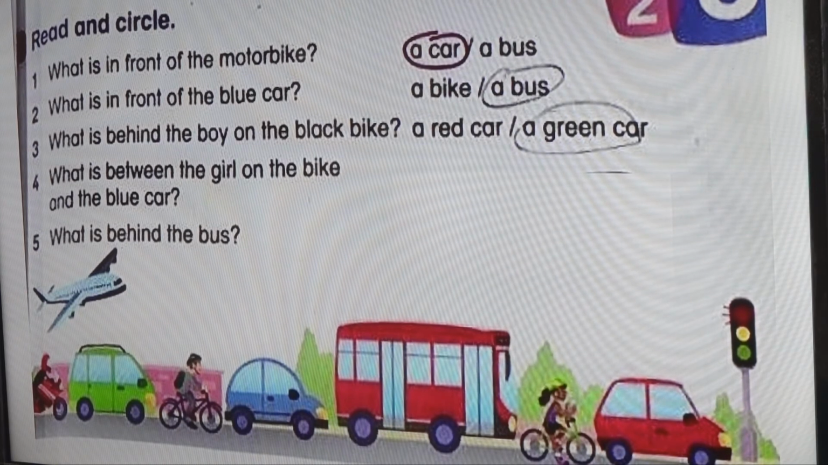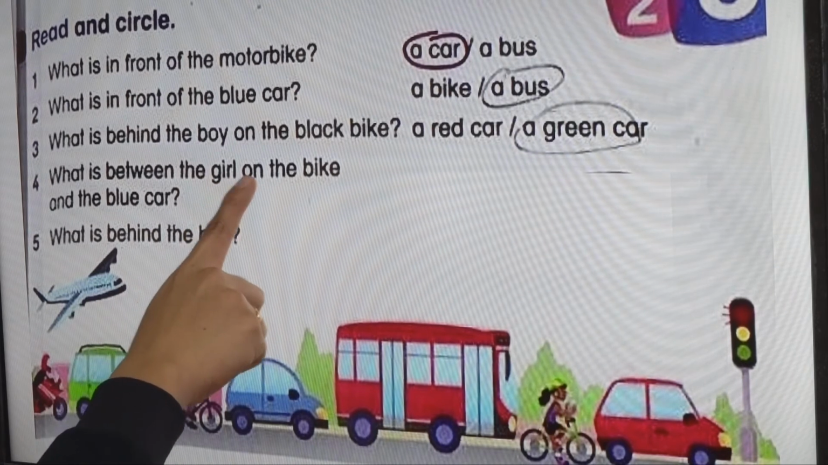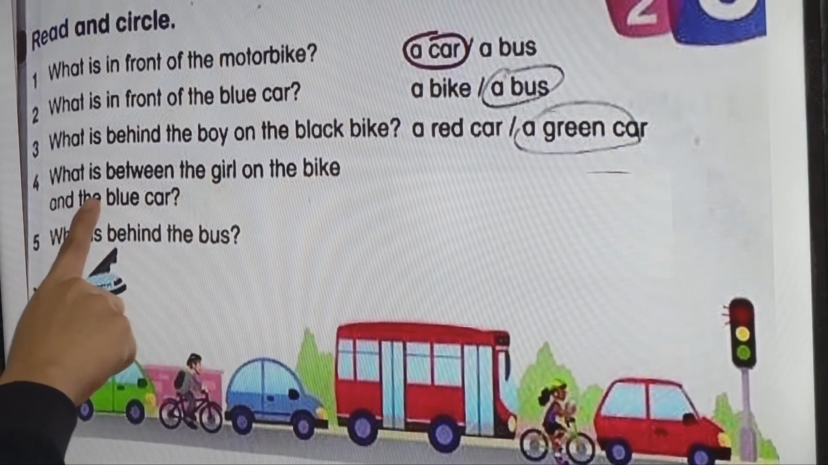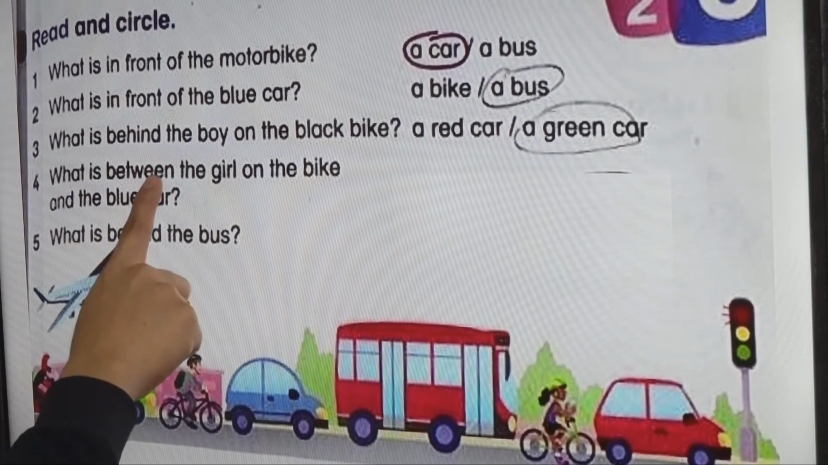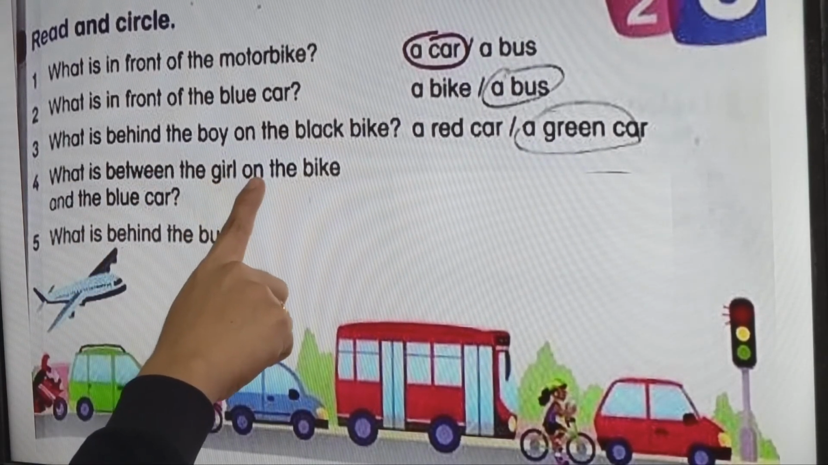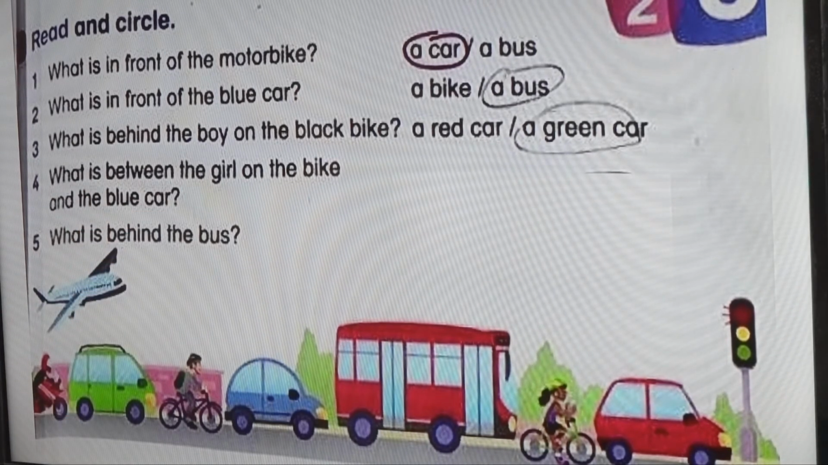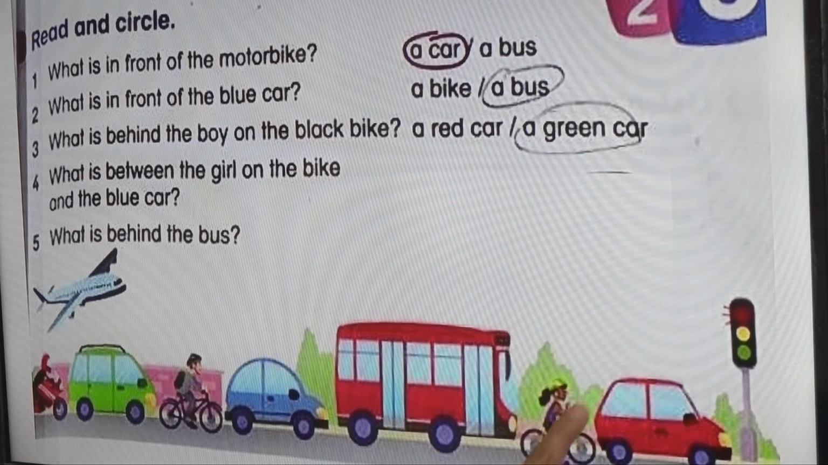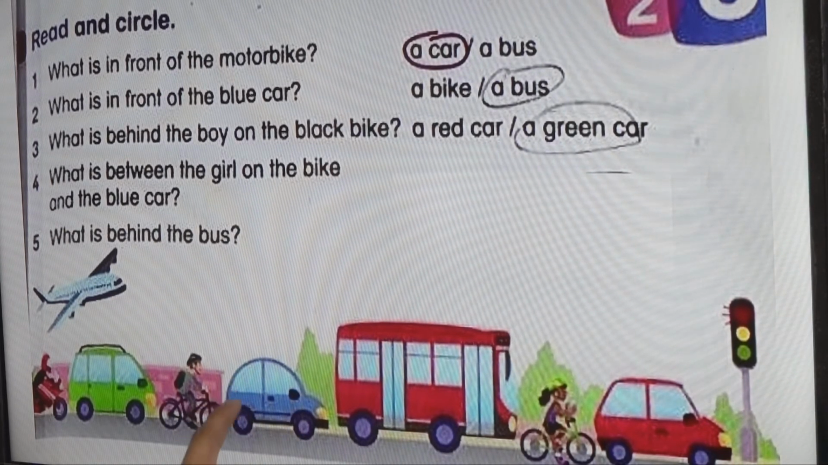Next one, question number 4. What is between the girl on the bike and the blue car? Between means in the middle. So we should look for the girl. Where's the girl? Only one girl here. Here, right? And we should look for the blue car. Only one blue car. Here.